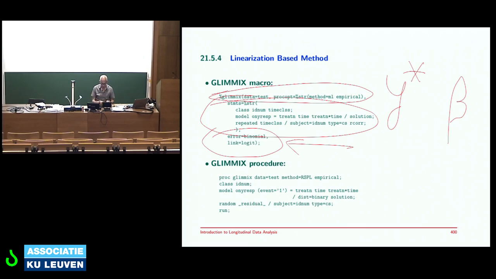Model onychomycosis response, treatment, time, treatment by time interaction. Repeated subject is ID number, time class, type is compound symmetry. You get the point. And the empirical option here makes sure that you get robust standard errors. Should you want naive standard errors, run it again, but with the empirical option removed. It means with GEE, one call gives me both, and with Glimmix, I need to have two calls.